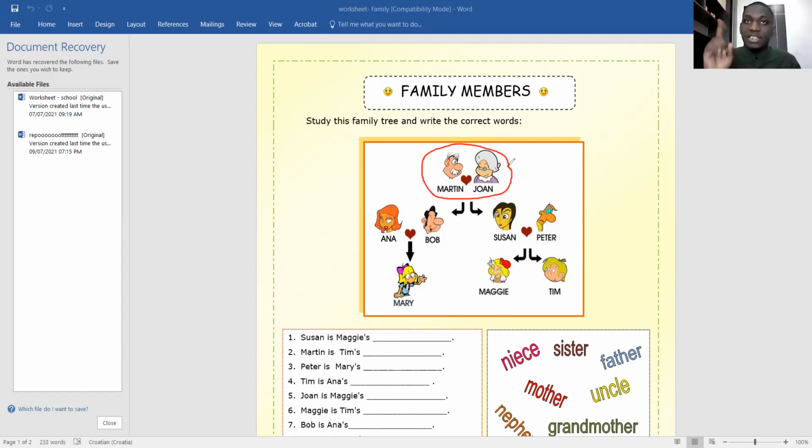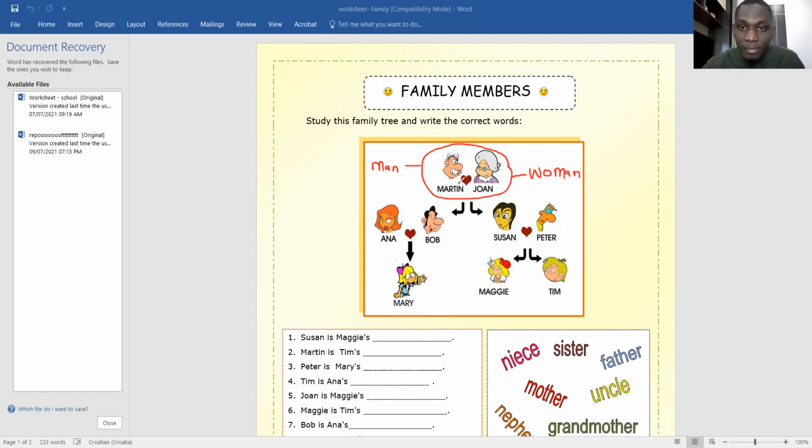Martin. Martin is a man, right? M-A-N, man. And Joan is a woman. You have to say woman because it is one, right? A man and a woman make a family. W-O-M-A-N, woman.